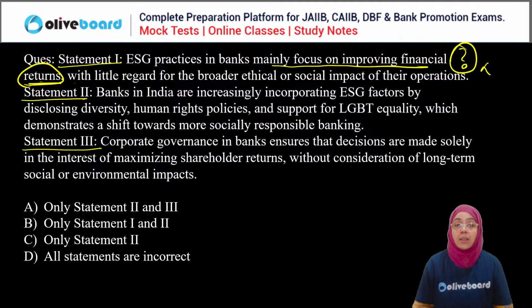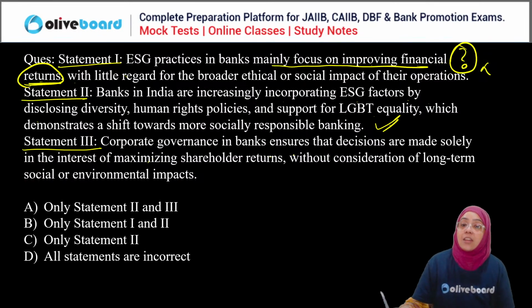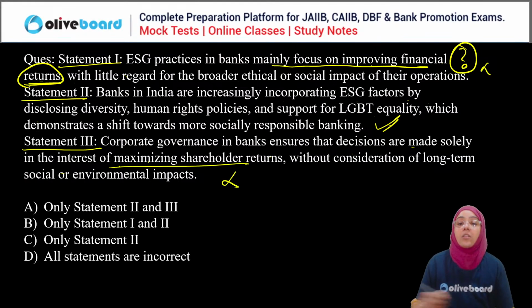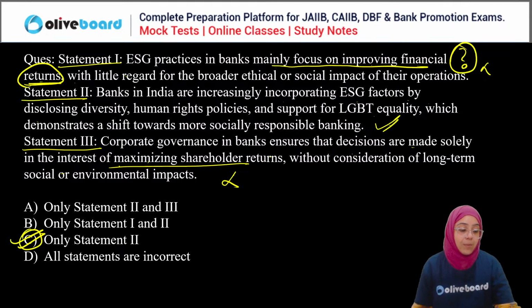Second, banks in India are increasingly incorporating ESG factors by disclosing diversity, human rights policy, support for LGBT equality, right. Corporate governance ensures that the decisions are made solely in the interest of maximizing shareholder return, false. So the correct answer is C. Only second is the correct answer. Simple, easy question. Very good guys, everyone.